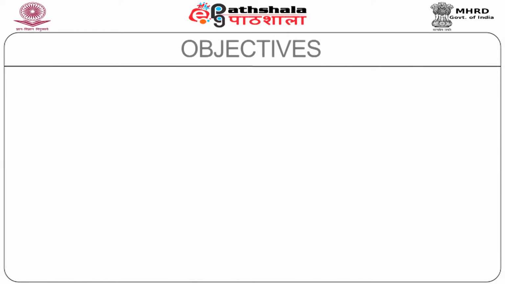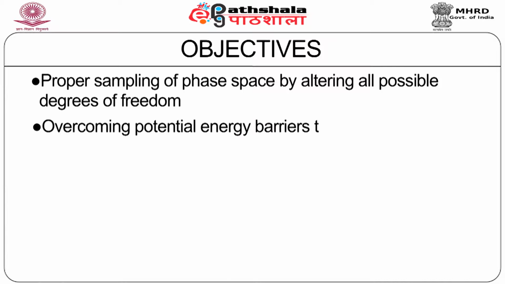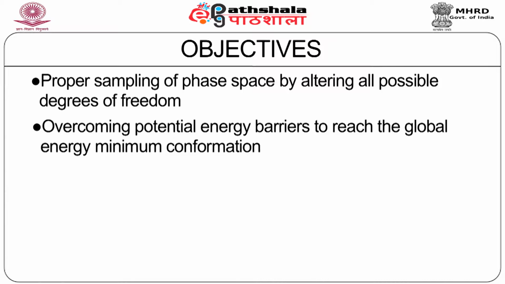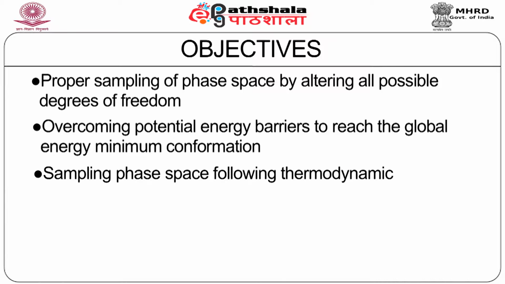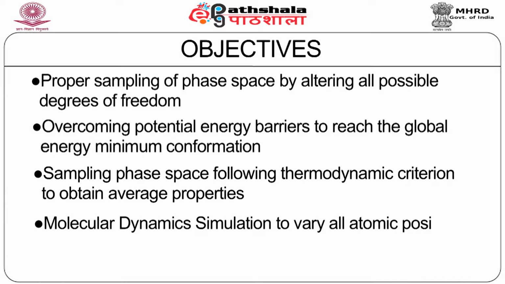So the objective of this lecture is to show how proper sampling of phase space by altering all degrees of freedom can be done. This can overcome potential energy barriers to reach the global energy minimum conformation also. But we are more interested in sampling of phase space following thermodynamic criteria to obtain average properties. So we will do molecular dynamics simulation to vary all the atomic positions to obtain all the conformations and to obtain a better average quantity.